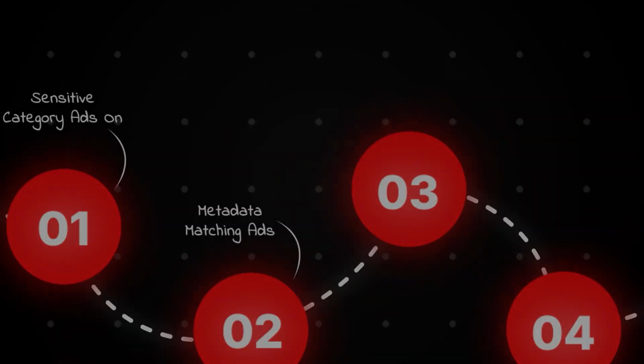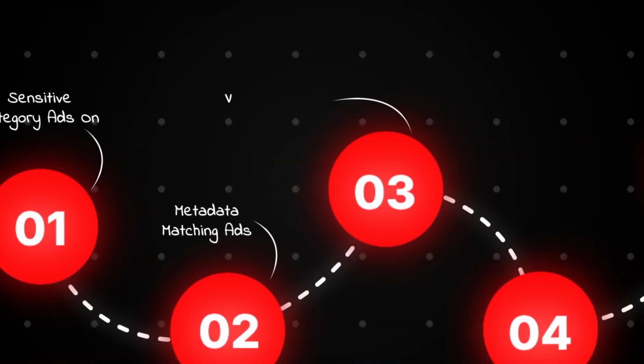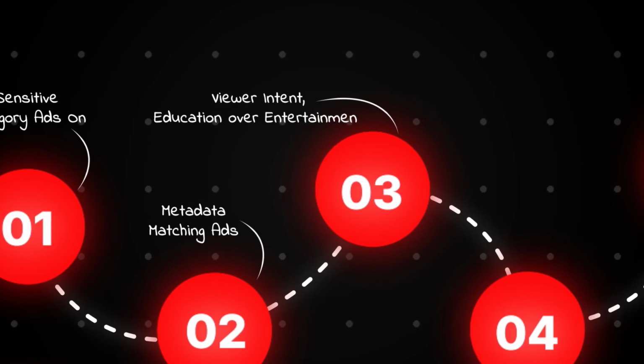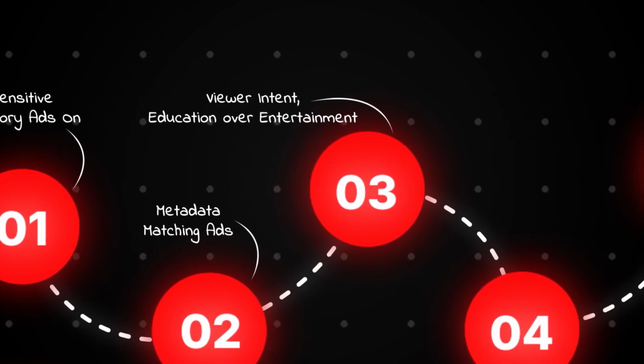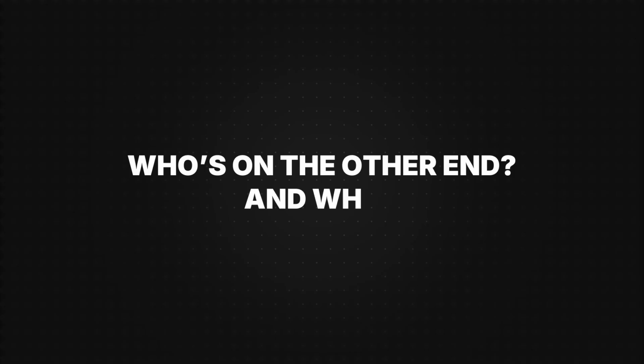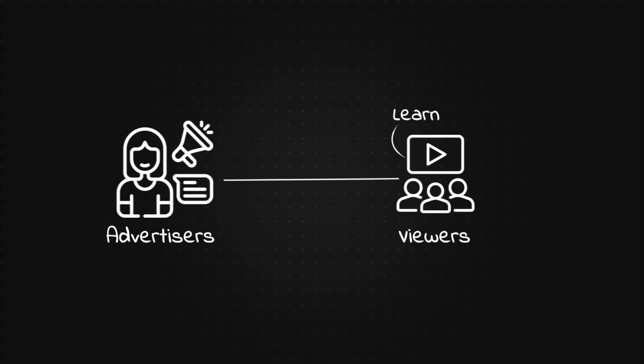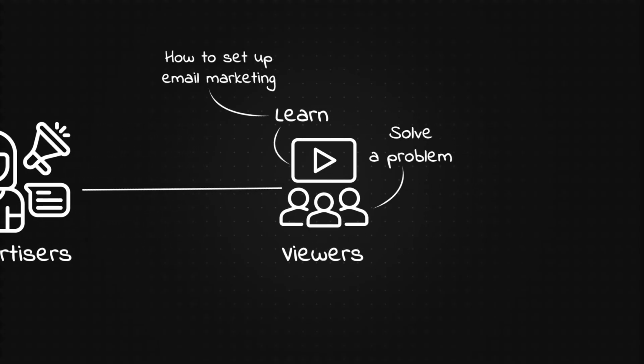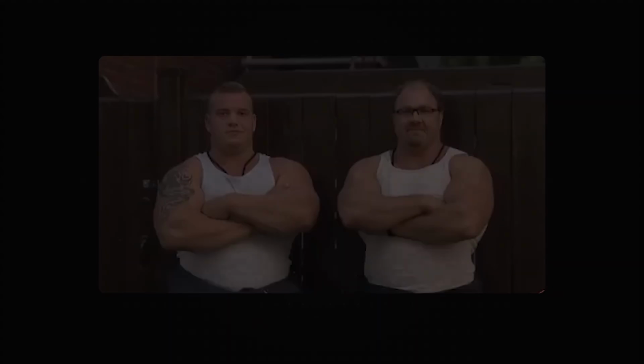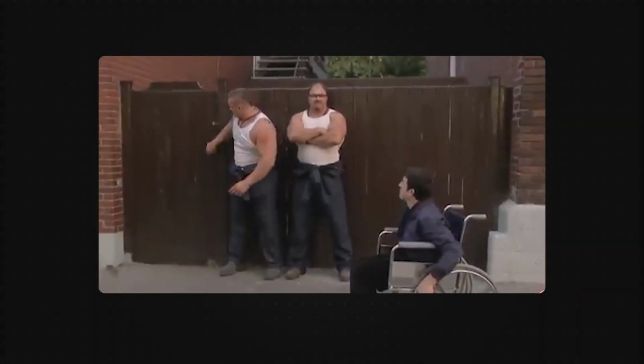But the next factor is all about keeping them, and it happens the moment your video starts playing. Viewer intent and behavioral patterns is why education focused content earns so much more than pure entertainment. Think about it. Who's on the other end and why? Advertisers care about outcomes. Viewers who are actively looking to learn or solve a problem, like how to set up an email marketing campaign or best CRM tools, are way more likely to take action after seeing an advert, and the end result is higher ad spend and increased RPMs. If you compare that to someone watching a pranks compilation, they're looking for entertainment. They've got totally different intentions.